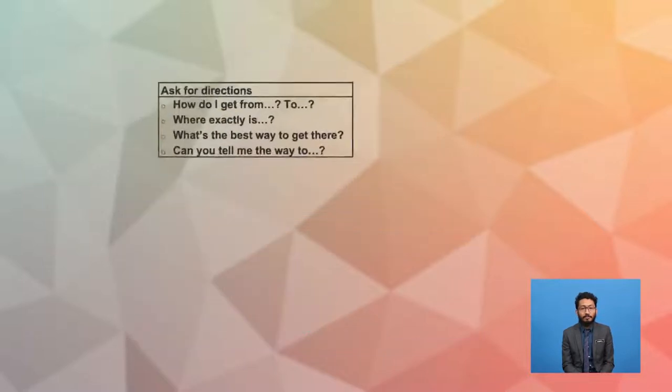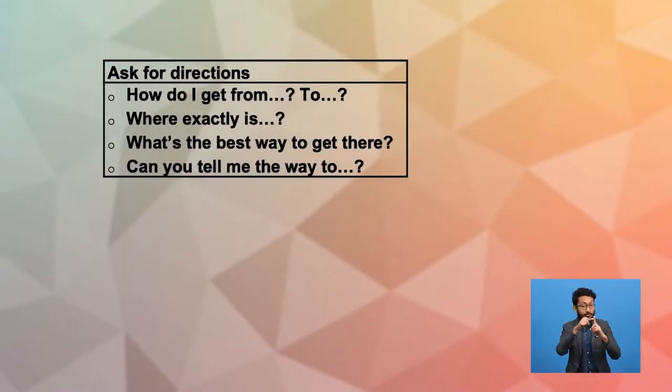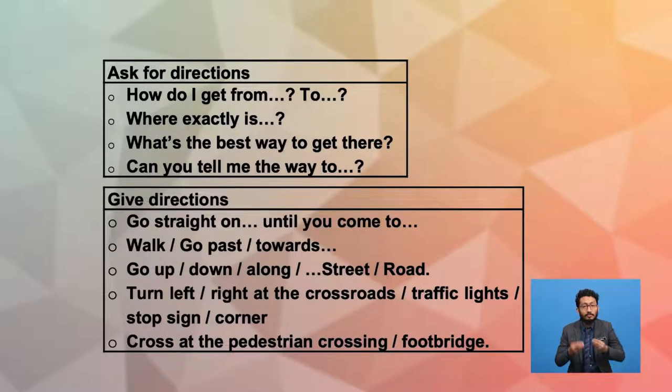To ask for directions: How do I get from here to here? Where exactly is this place? What's the best way to get there? Can you tell me the way to? Give directions: Go straight on until you come to. Walk, go past, towards. Go up, down, along to the street or road. Turn left or right at the crossroads, or traffic lights, stop sign or corner. Cross at the pedestrian crossing or footbridge.